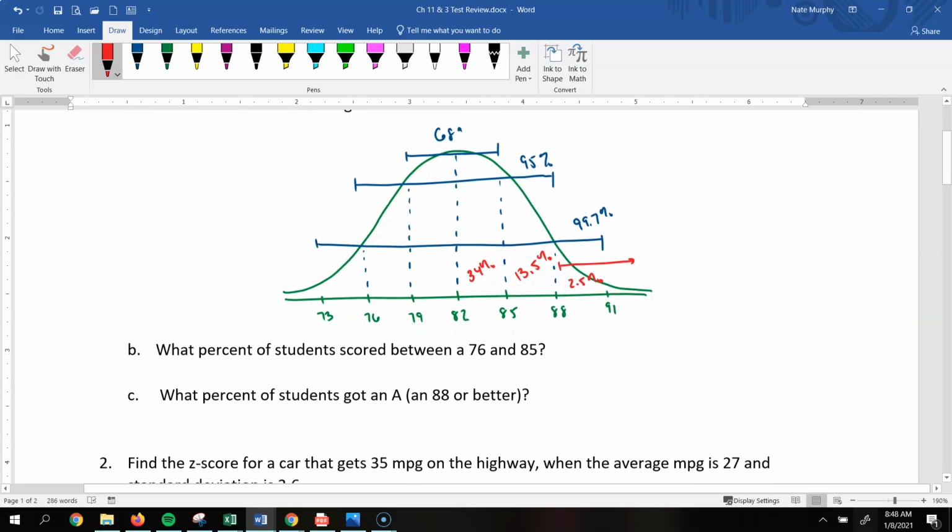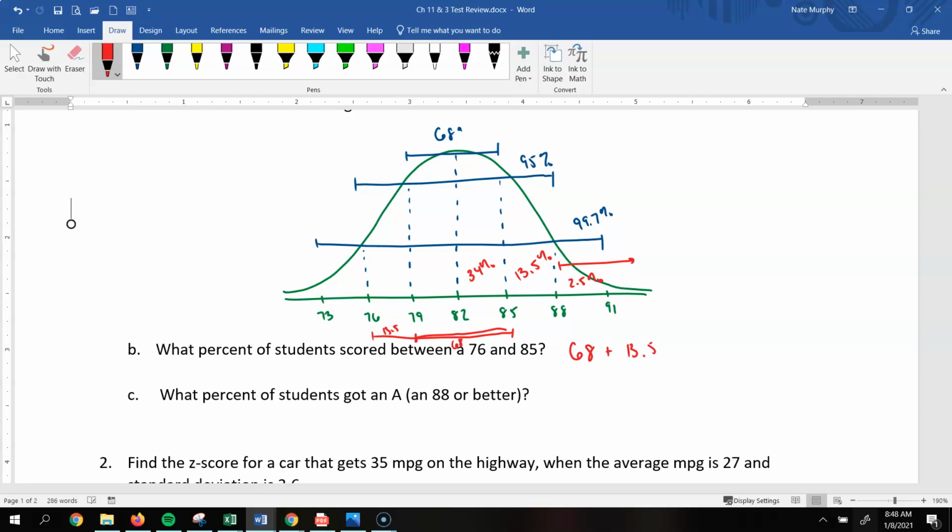All right, so now let's use this information to answer the question. It says, what percent of students scored between a 76 and 85? So 76 would be here, and 85 would be here. So we're going to add those all together. I recognize that this segment is 68, and the other segment there would be 13.5. So we're basically going to add 68 plus 13.5. When we do that, we get 81.5%.